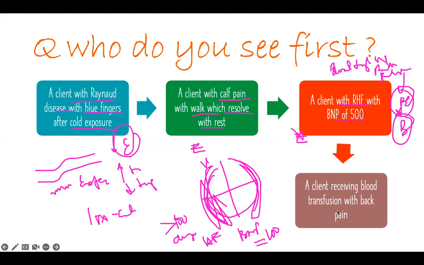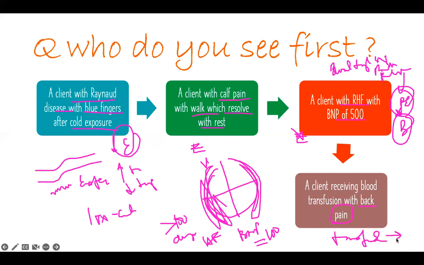So we are left with this. A client receiving a blood transfusion with back pain. This pain is going to lose a limb or eyesight. You shouldn't be getting pain when you're getting blood. This is what? Transfusion reaction. You need to stop the transfusion right away.